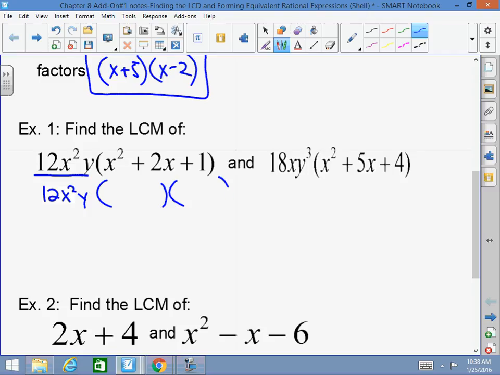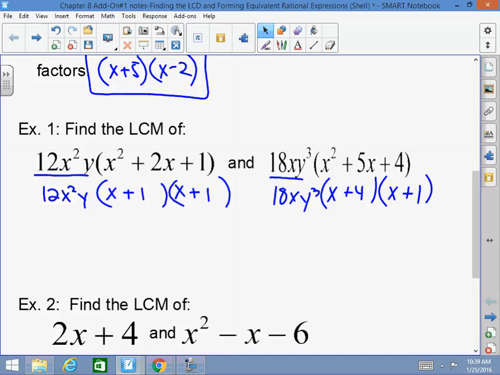But this trinomial we can factor. What times what is 1, but when added together is 2? X plus 1, x plus 1. Excellent, gentlemen. This is a monomial, so I can't do anything else with that. Xy cubed. And what times what is 4, but when added together is 5? X plus 4 and x plus 1. Excellent. Okay. Now, here comes the fun part. We have monomials here, and we have binomials here. Let's go monomials first, and let's go number to number first. What's the LCD or LCM between 12 and 18?